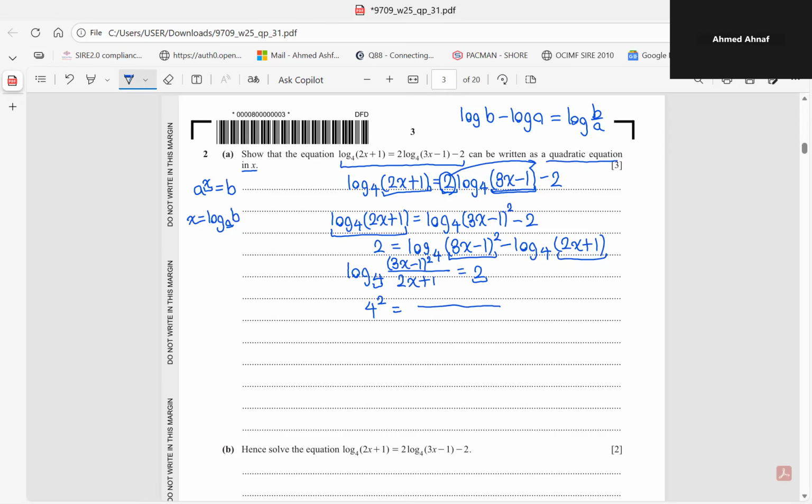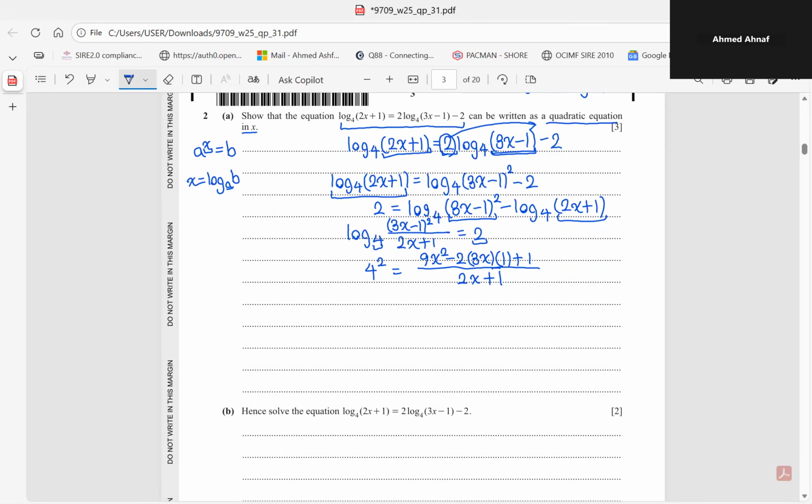So I believe this is a good time to expand it. So I'm going to expand it now. 3x squared, that's 9x squared, minus 2ab, where a is 3x and b is 1, plus 1 squared, over 2x plus 1. Okay, so now we can simplify both sides. So we get 9x squared minus 6x plus 1 over 2x plus 1 equals 16.